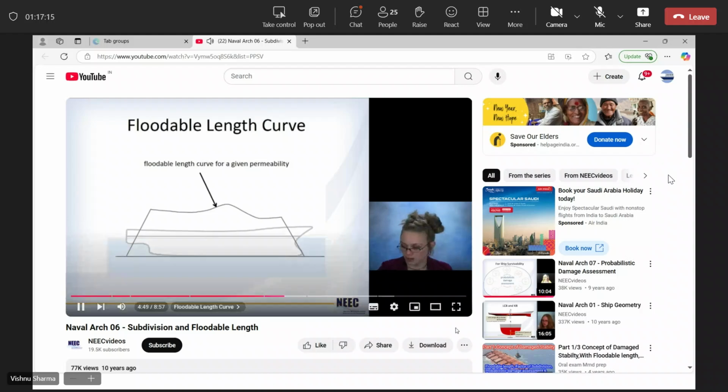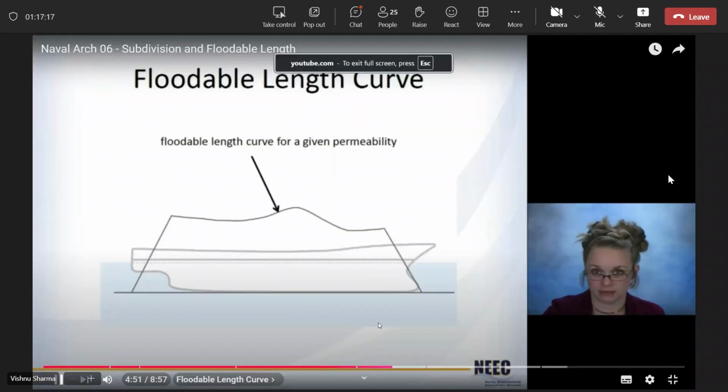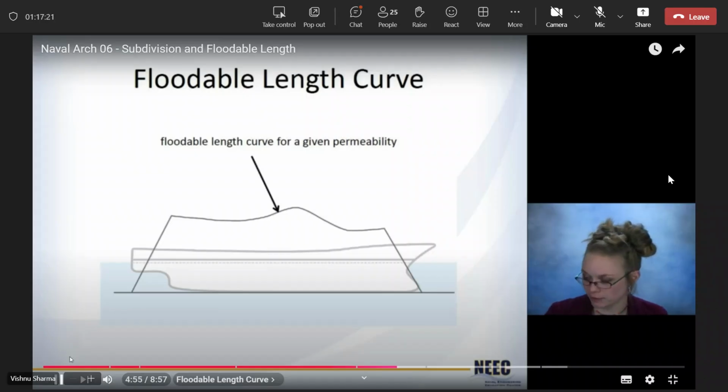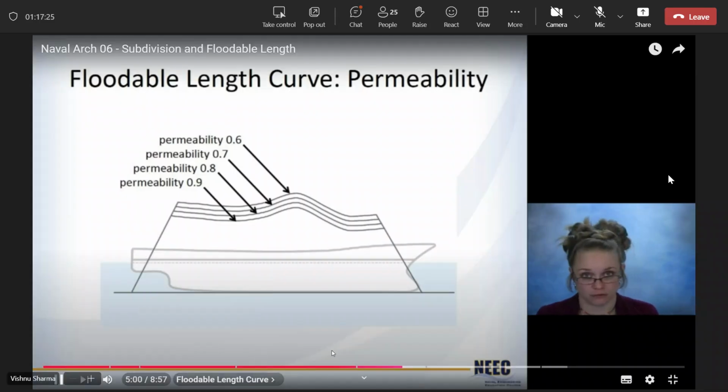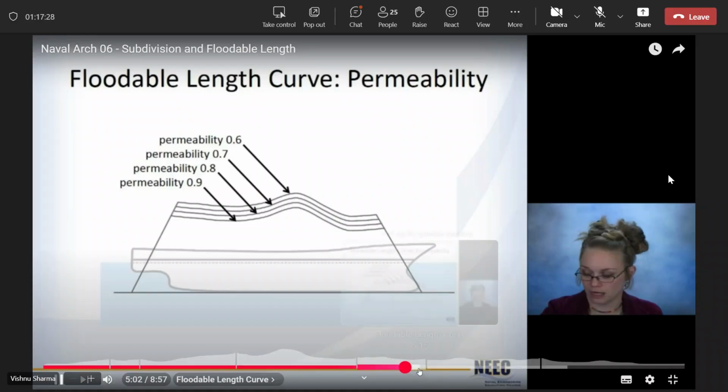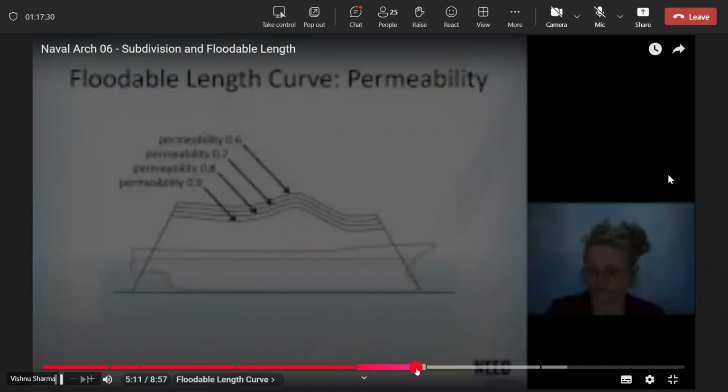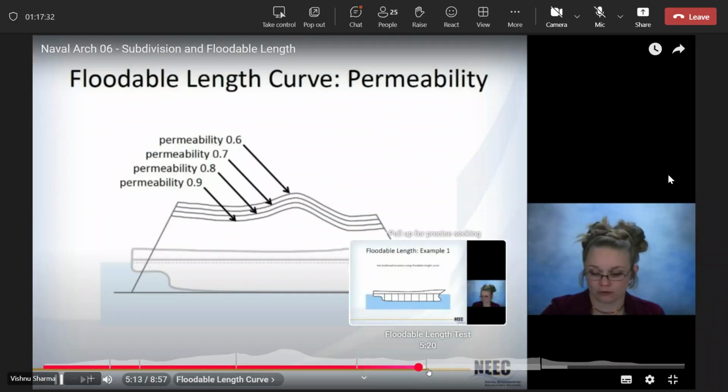And this is the traditional way that you would see a floodable length curve, with these diagonal lines showing how it changes, and then going back down to the bow and the stern there. You can take that floodable length and do it for different permeabilities for those spaces. And you can either do it, as I've shown here, where the spaces have a permeability of 0.9.